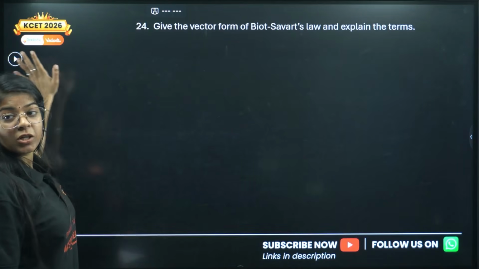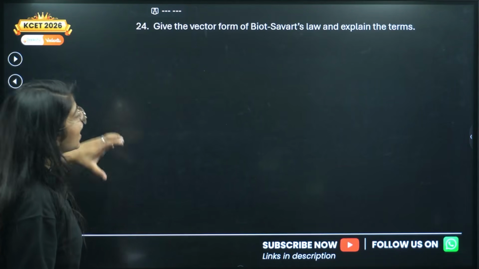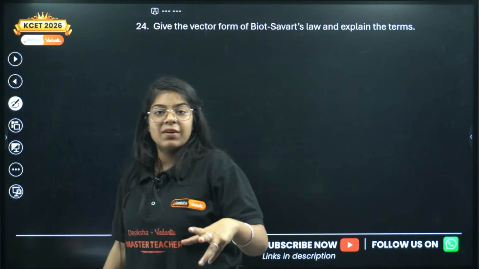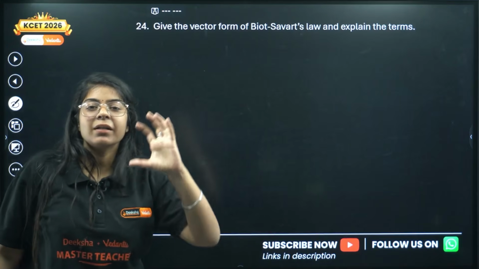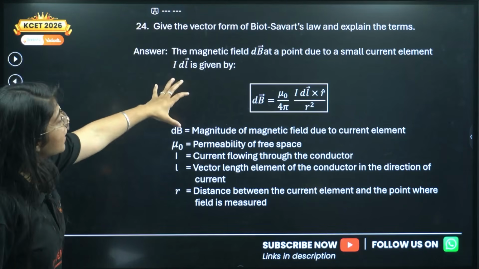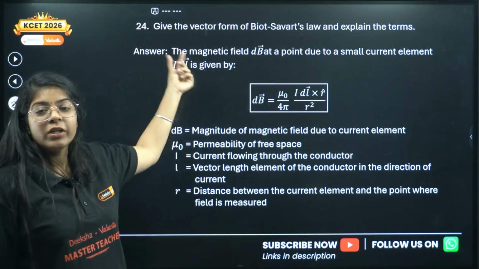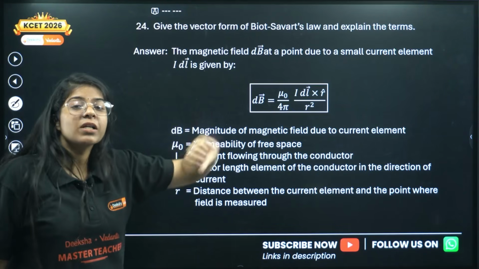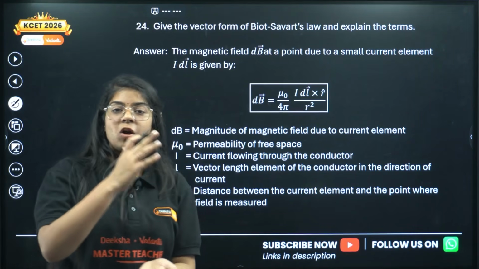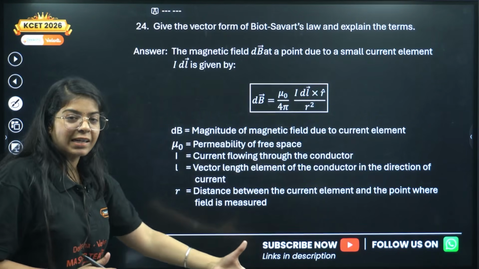Moving on to the next question. The 24th question says, give the vector form of Biot-Savart's law and explain the terms. So Biot-Savart's law basically talks about the magnetic field due to a length element through which current is passing. So the magnetic field at a point due to a small current element I dl. So dl is that small length we are talking about. From that small length the current is passing. Because of the current in that small length, at some distance, at a point there is a magnetic field getting generated.